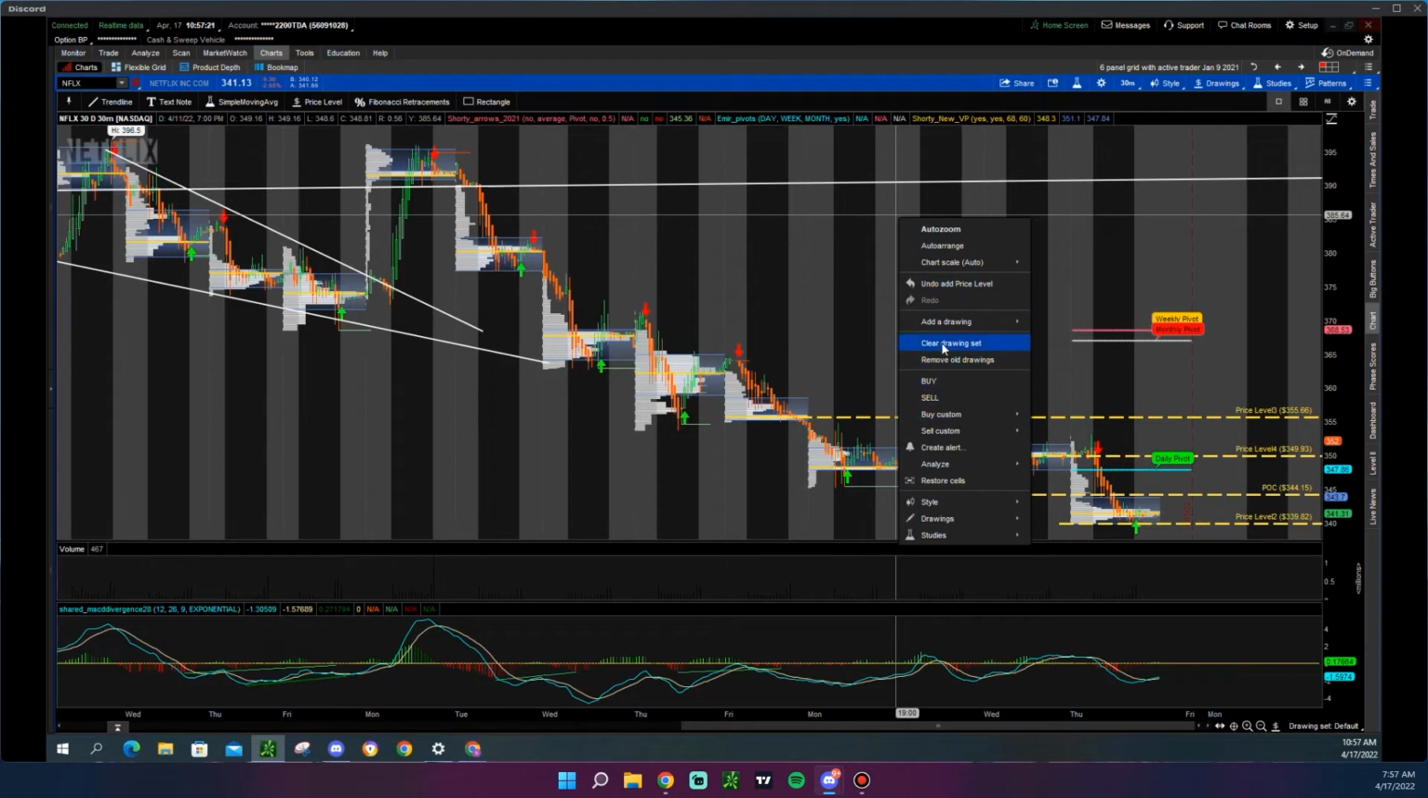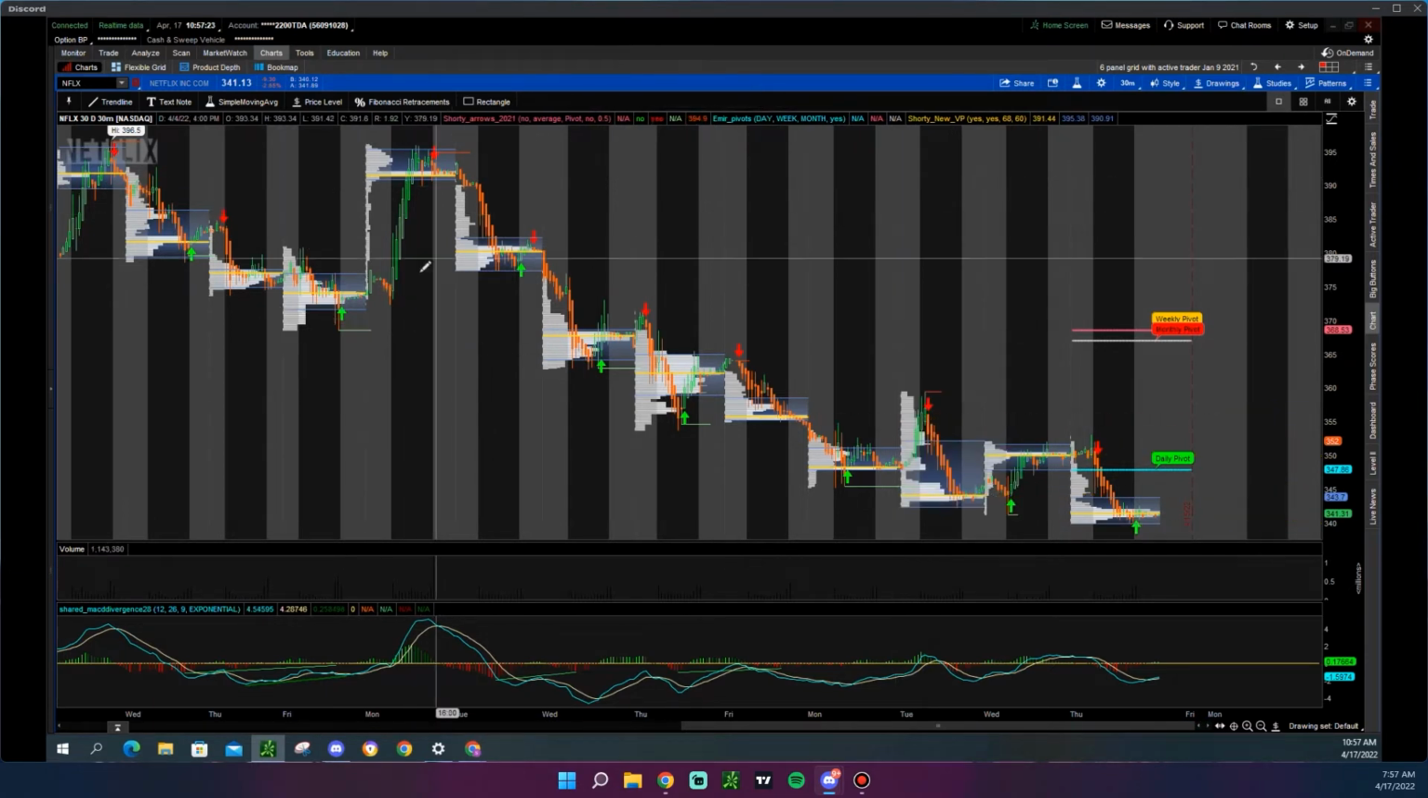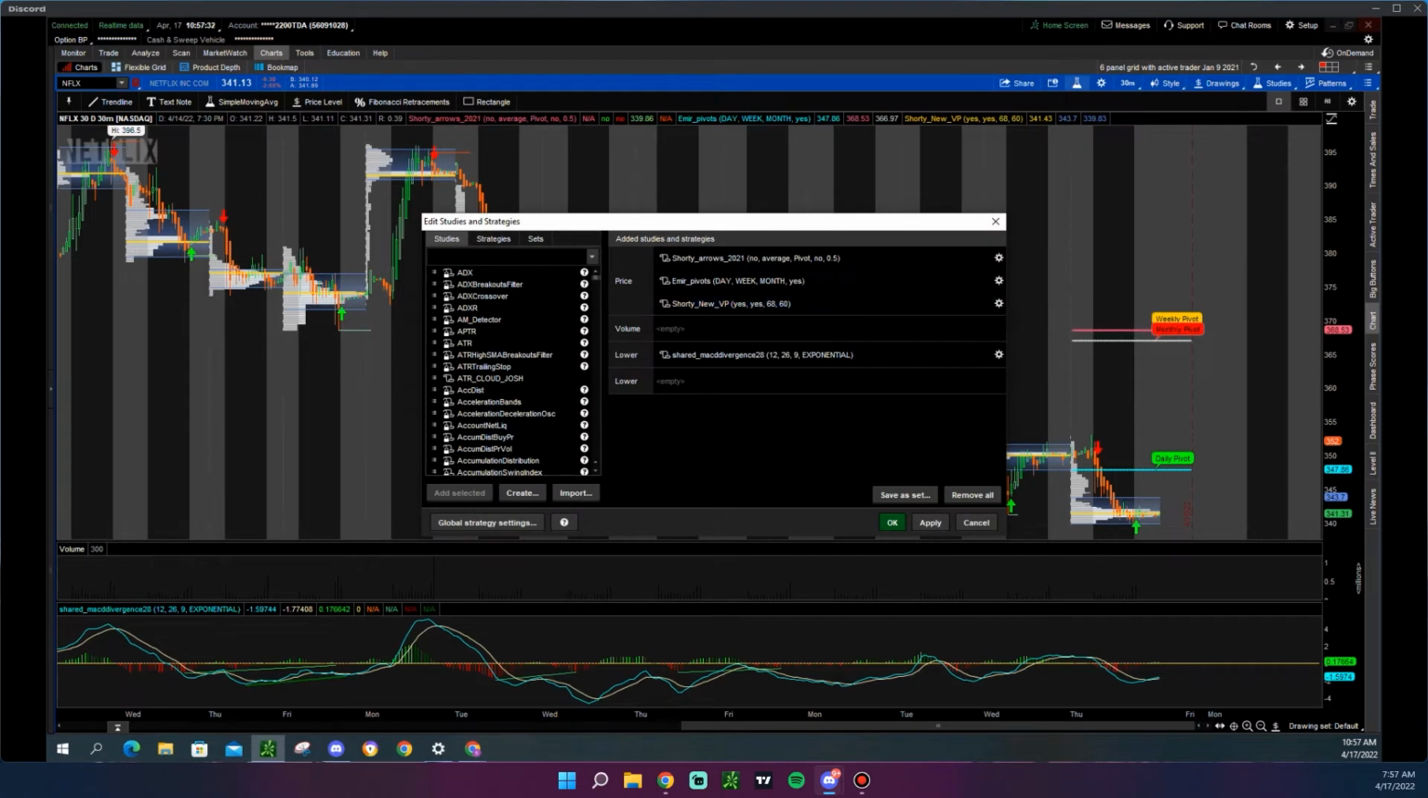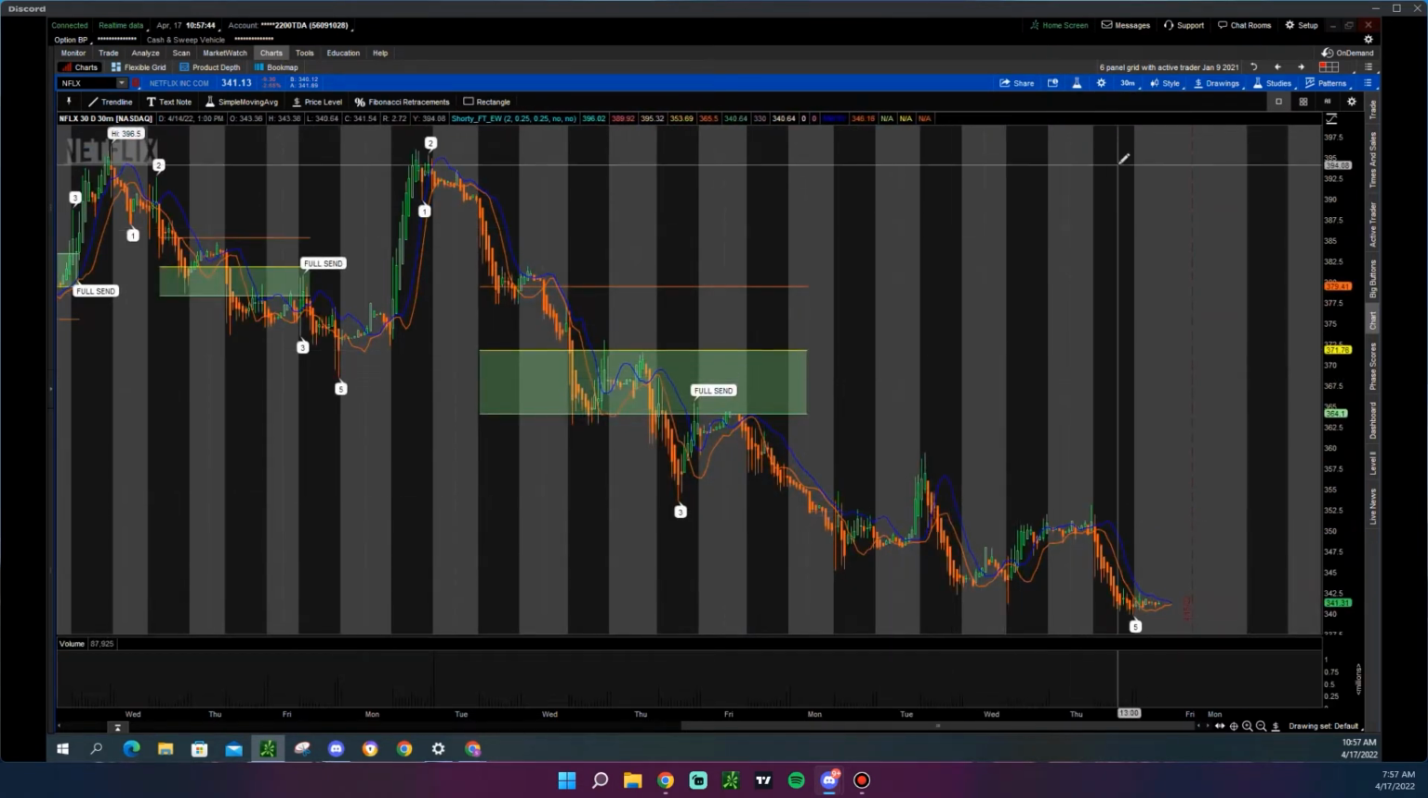I had a question on the full send. Are you going to go through all the different settings? Yeah, so if you have the full send, we can go there. Let me just load it up and I'll remove everything for a moment. So this is the only thing.